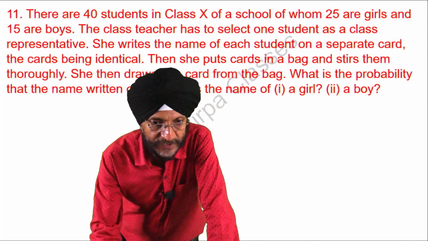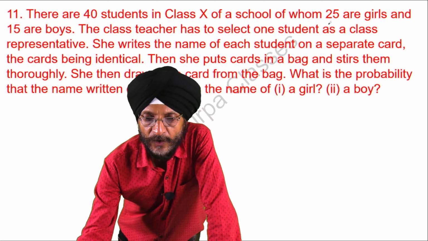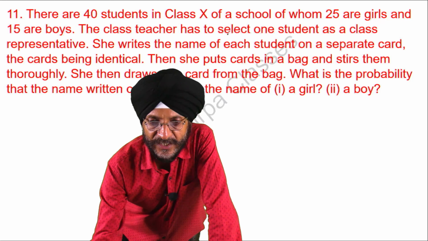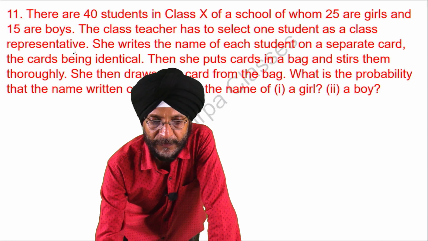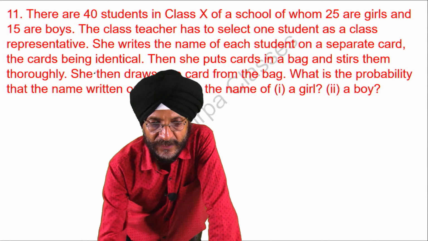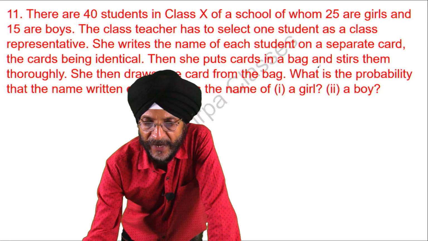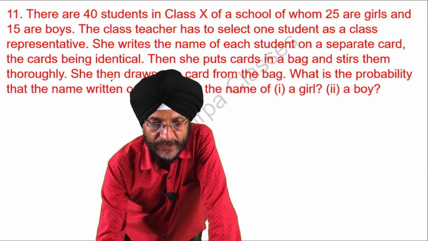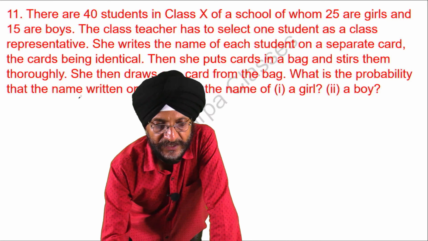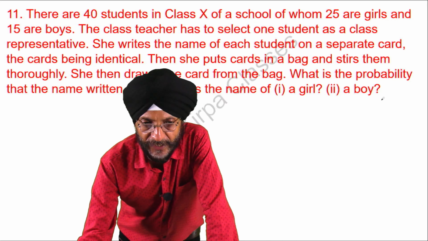Now the question before us is, there are 40 students in class 10 of a school, of whom 25 are girls and 15 are boys. The class teacher has to select one student as a class representative. She writes the name of each student on a separate card, the cards being identical. Then she puts the cards in a bag and stirs them thoroughly. She then draws one card from the bag. What is the probability that the name written on the card is the name of a girl or a boy?